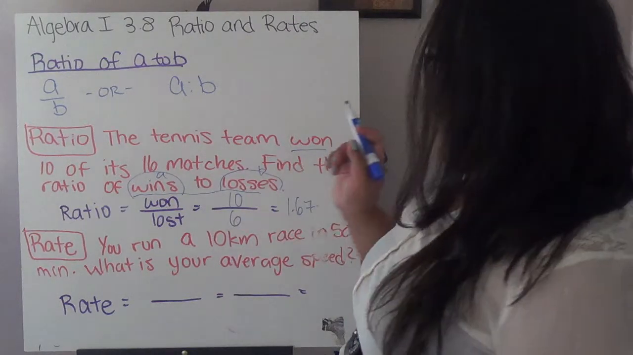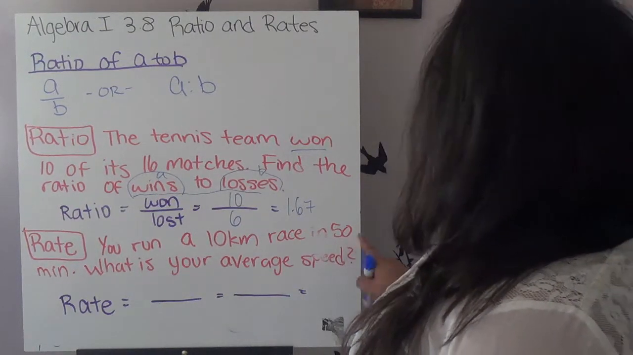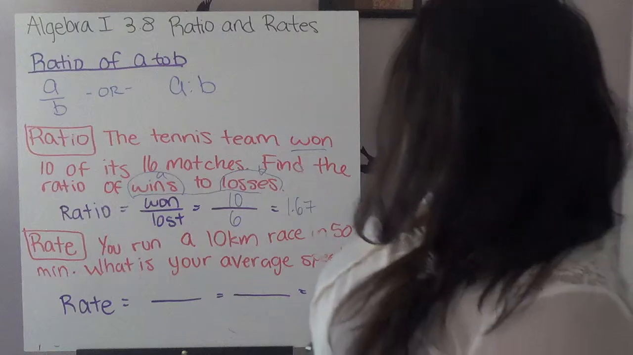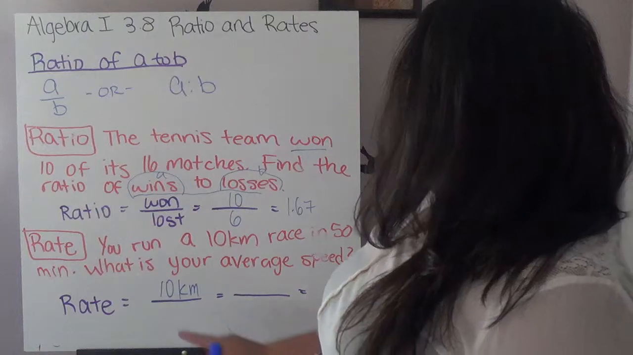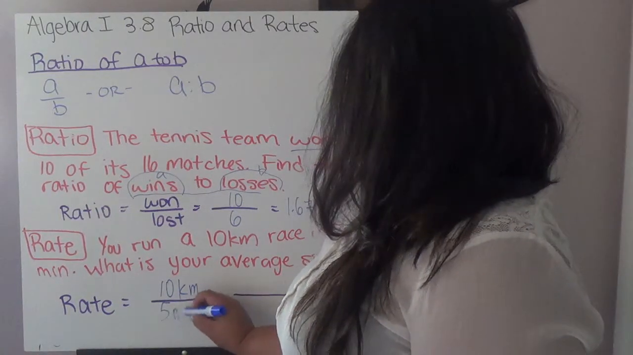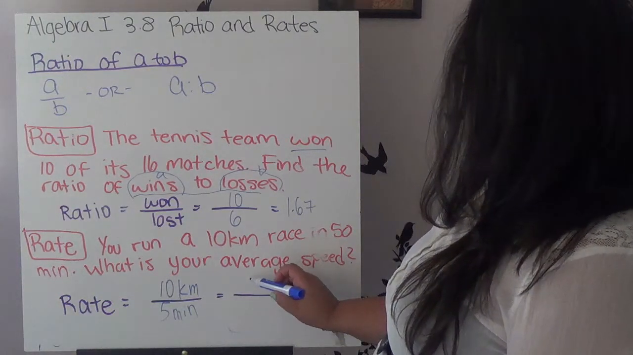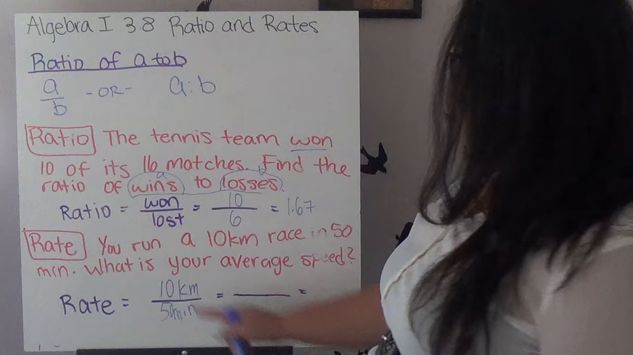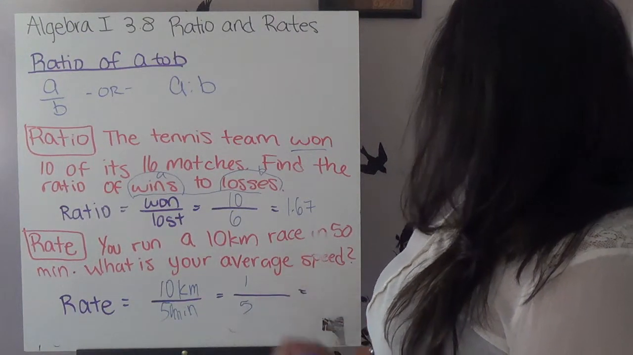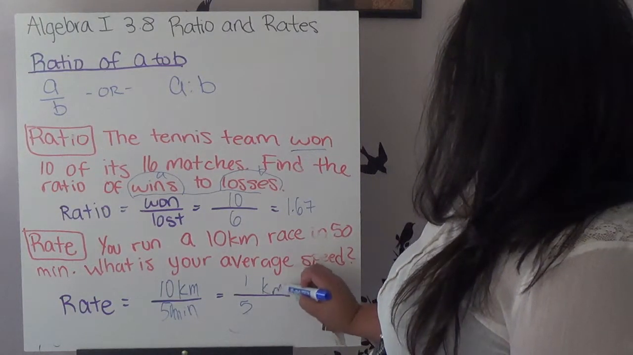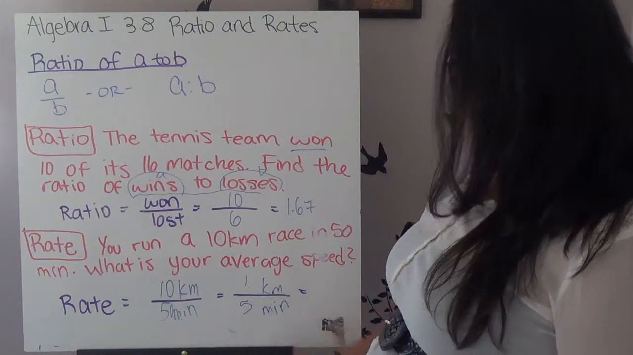Okay? So, rate. You run a 10-kilometer race in 50 minutes. What is your average speed? So I run 10 kilometers in 50 minutes. I can reduce that. If I divide both top and bottom by 10, it would be 1 to 5. 1 kilometer for every 5 minutes.